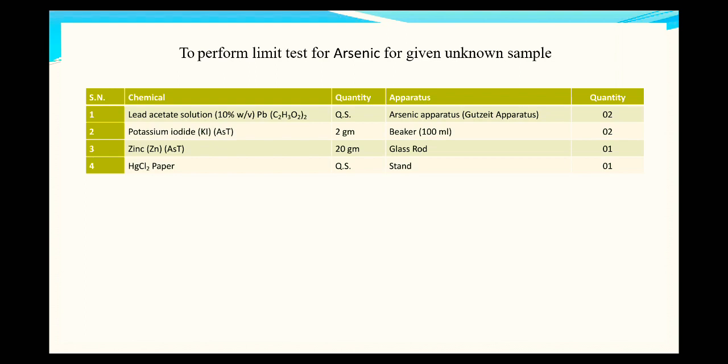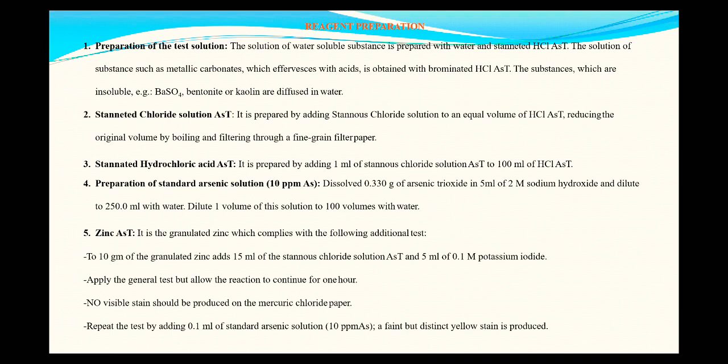Okay. Next, we'll see reagent preparation. Preparation of the test solution. The solution of water soluble substance is prepared with water and stannated hydrochloric acid. The solution of substance such as metallic carbonates which effervesce with acids is obtained with brominated hydrochloric acid. As test solution, the substances which are insoluble, for example barium sulfate, bentonite or kaolin, are diffused in water. Another solution is stannous chloride solution, AsT.